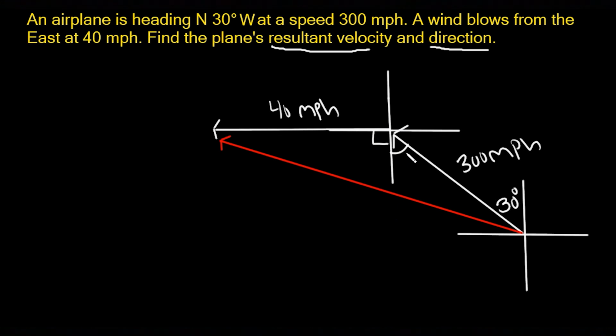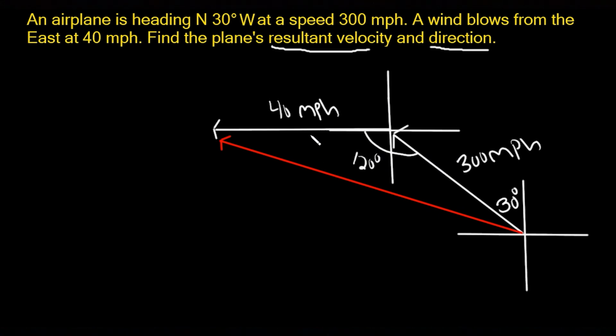So all I have to do here is 30 plus 90. And when I do that, I get 120. So this whole angle right here is 120 degrees. So from here, we can now get the resultant velocity, and then we'll work on the resultant direction at the end, okay? So how are we going to do that? Well, we're going to use the law of cosines.